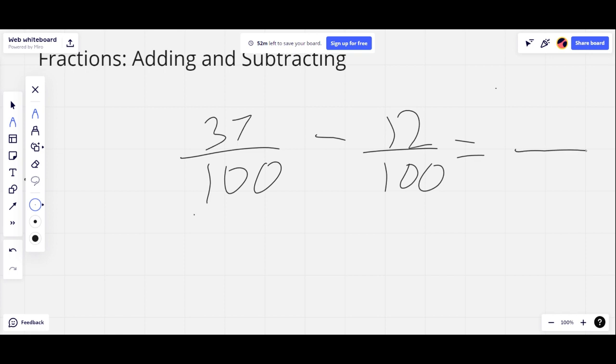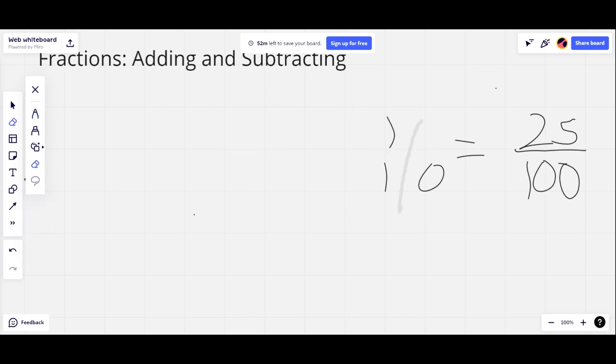So, because the denominators are the same, 100 and 100, the denominator will be 100 here, and then it's a normal subtraction, 25. So now let's go on to another addition. We'll be using improper fractions.